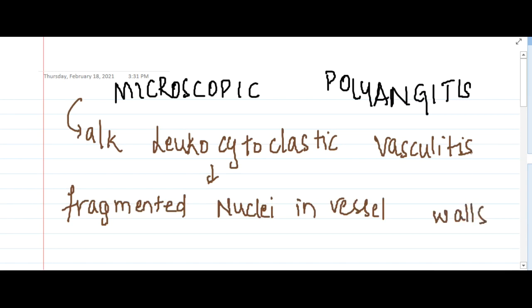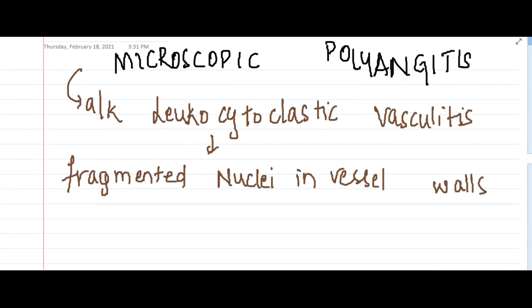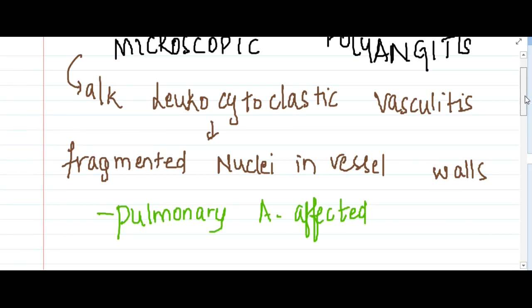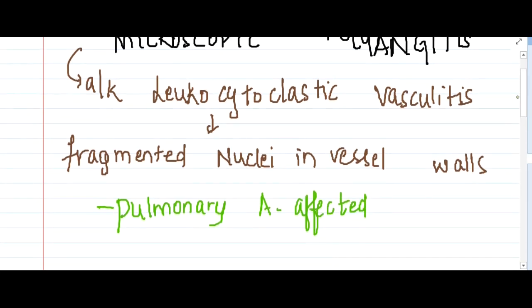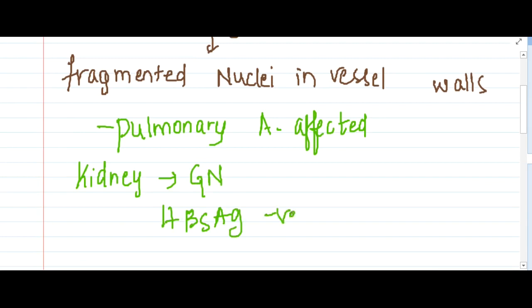This is also a small vessel vasculitis, and in microscopic polyangiitis the pulmonary artery is also affected. In polyarteritis nodosa, the pulmonary artery is not affected. In microscopic polyangiitis, the pulmonary artery is affected. In the kidney, glomerulonephritis is seen and HBsAg is found to be negative.